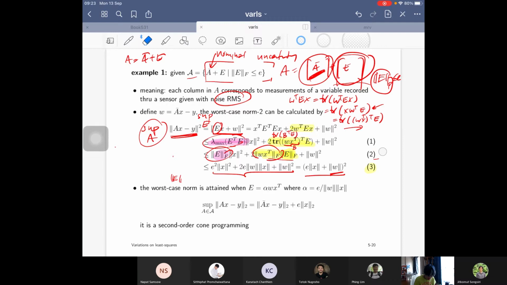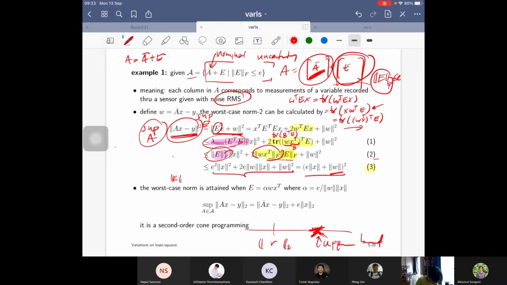Now we have achieved some upper bound of the residual error. Your true norm of the residual error is here, and you get some upper bound. But then to show that the supremum is this upper bound, you need to show that the supremum can be attained, can be achieved by some choice of E.